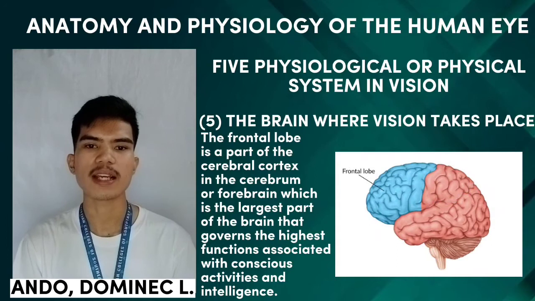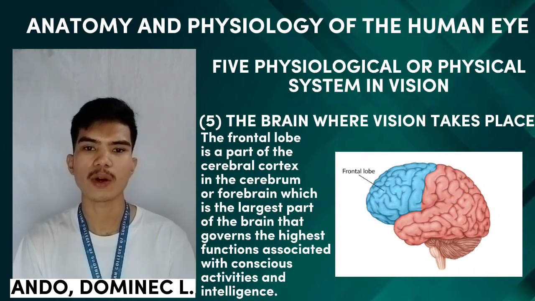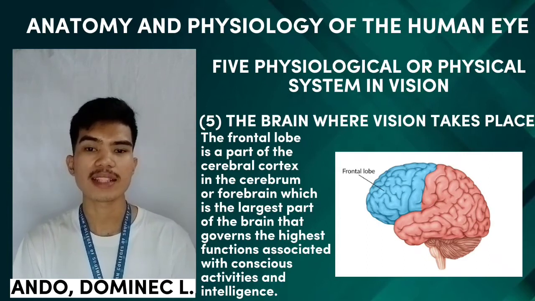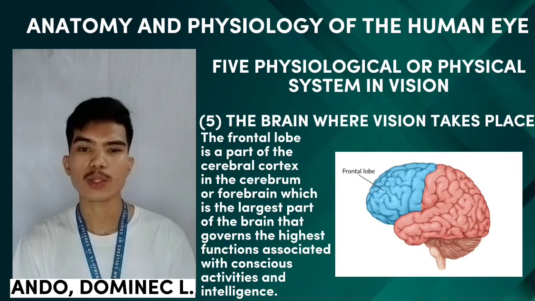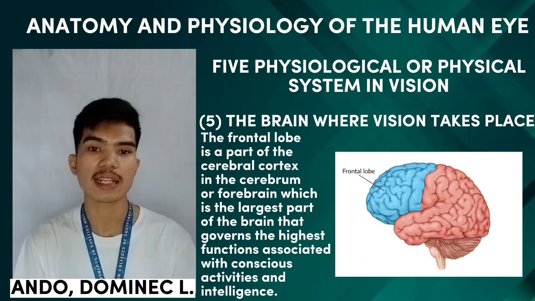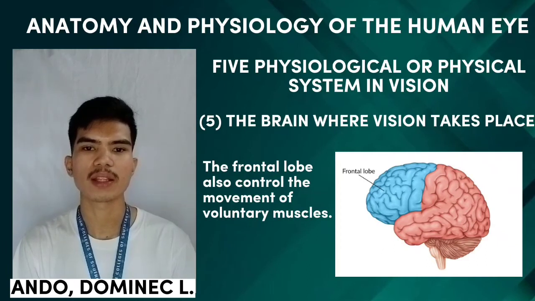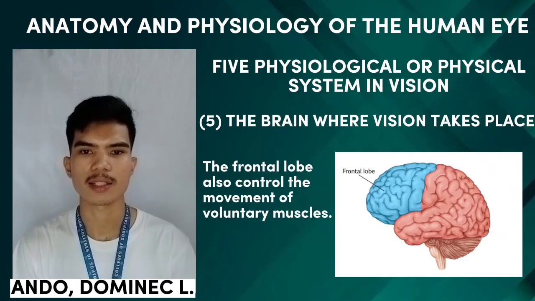The frontal lobe is a part of the cerebral cortex in the cerebrum or forebrain, which is the largest part of the brain that governs the highest functions associated with conscious activities and intelligence. The frontal lobe also controls the movement of voluntary muscles.